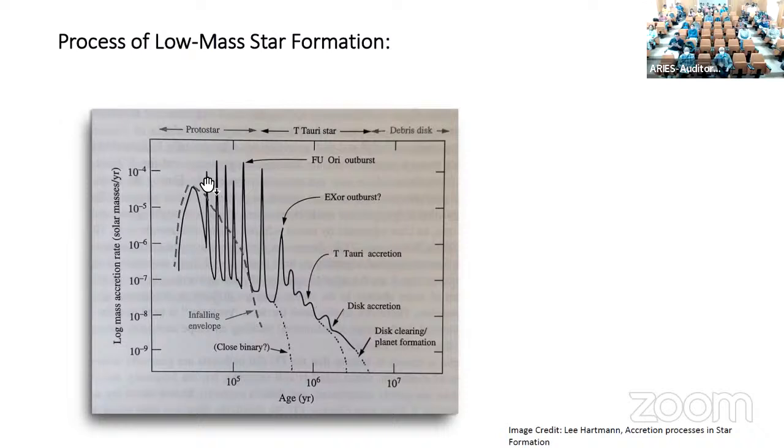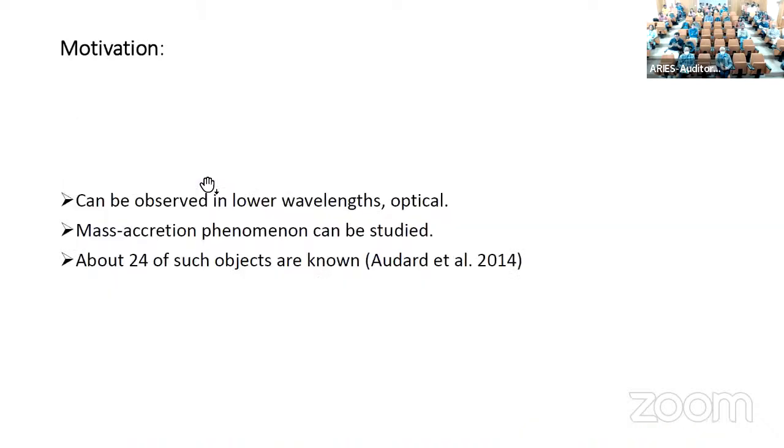So these phases of sudden mass accretion provide a very good way of understanding how these low mass stars gain mass. So this is the particular phase where I'm interested, and my object is around this phase. So the motivation is that since these phases of high mass accretion rate can be observed even in the optical, we can observe in various wavebands, and we can better understand these sources. How do they accrete mass?